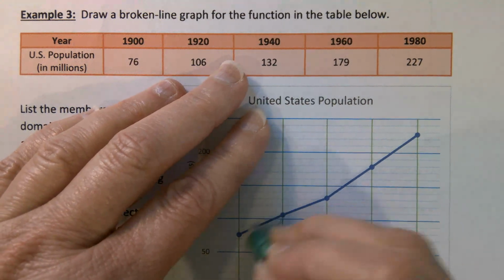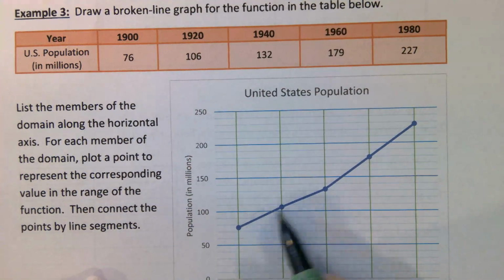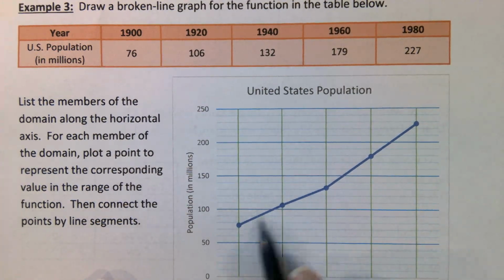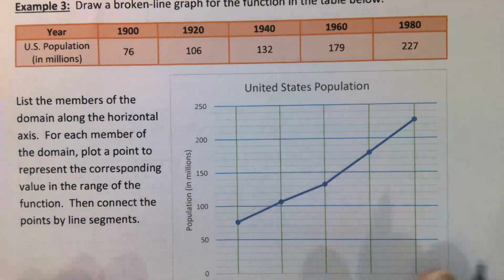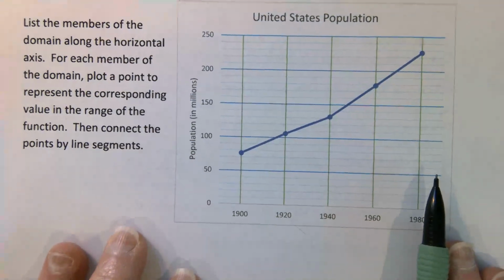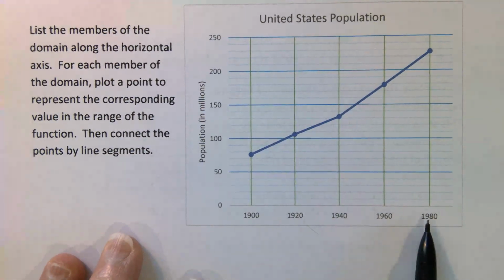We say it's a broken line because the only data we have are the actual points. The information in between isn't really showing you the data, it's just showing you the trend. So that's why it's called a broken line graph. It says draw a broken line graph for the function in the table below. We always do time along the x-axis.